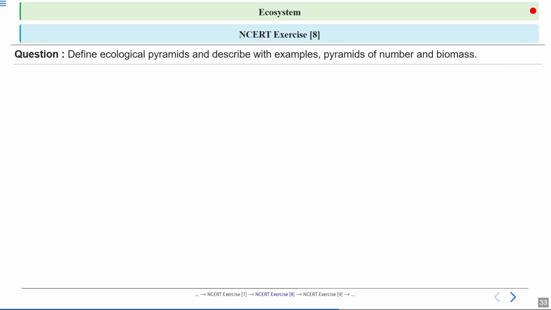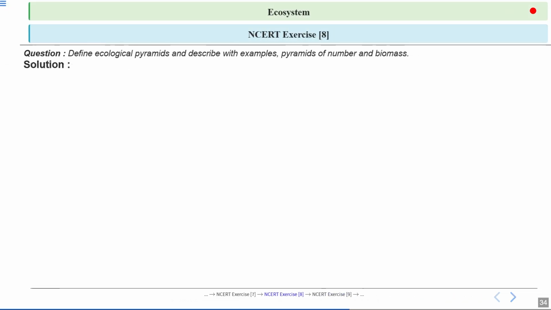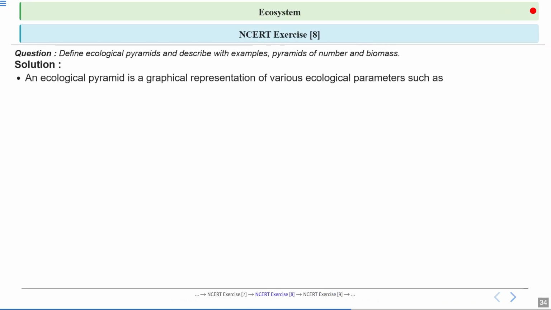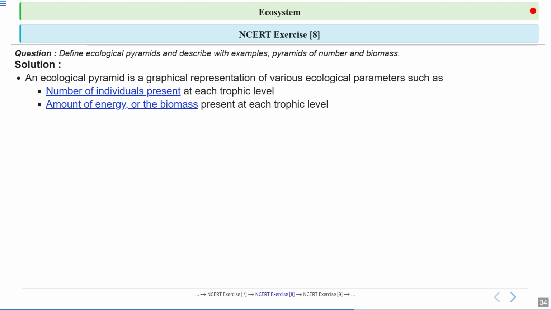Next question: define ecological pyramids and describe each with examples, pyramid of number and biomass. Let's have a look at the answer. An ecological pyramid is a graphical representation of various ecological parameters such as the number of individuals present at each trophic level, the amount of energy, or the biomass present at each trophic level. So there is the pyramid of number, pyramid of energy, and pyramid of biomass.